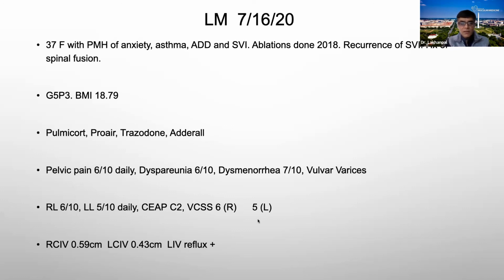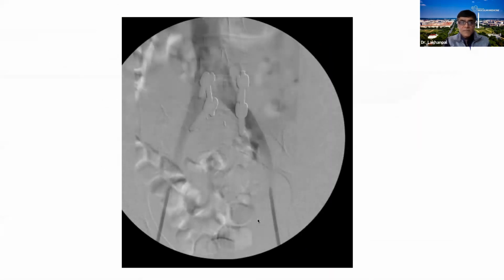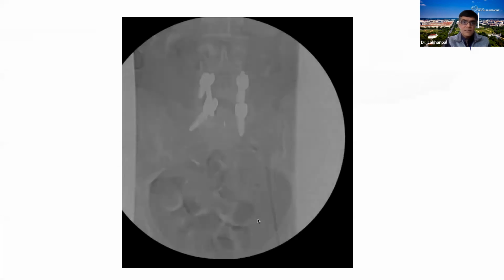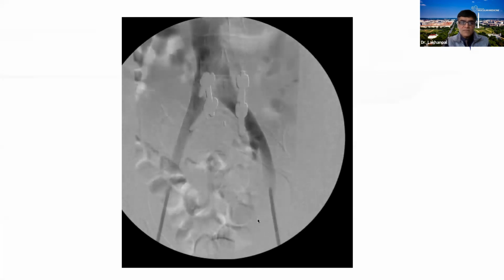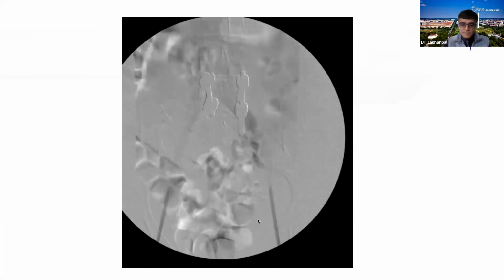Like all the patients who come to us for evaluation, she underwent a transabdominal pelvic ultrasound, which showed a right common iliac vein diameter of 0.59 and a left common iliac vein diameter of 0.43. She did have a left internal iliac vein reflux on the duplex scan. This was a venogram. You can see on the left side there is a reflux in the hypogastric vein. There is the lumbar hardware, which can be seen, and maybe some flattening of the left common iliac vein at the junction.